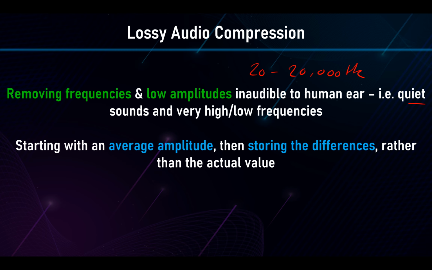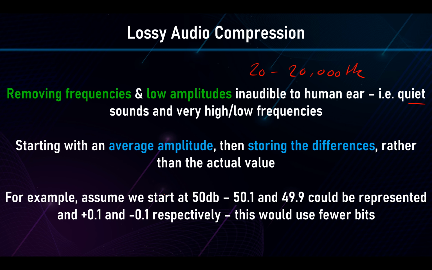We can also start with an average amplitude, then store the differences rather than the actual value. For example, let's say we start at 50 decibels and we want to store 50.1 and 49.9. Then we could just say this is our average, 50. And then instead of saying 50.1, we can just store that as plus 0.1. Likewise, 49.9, we store as minus 0.1. And of course, storing these numbers is going to use fewer bits compared with storing the actual values.